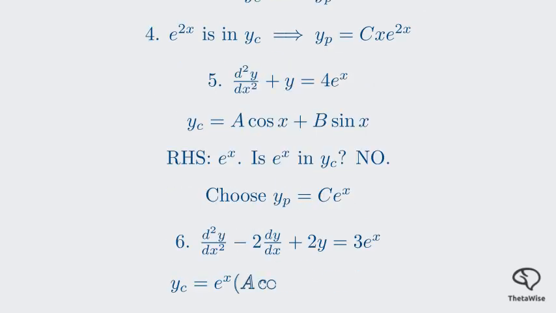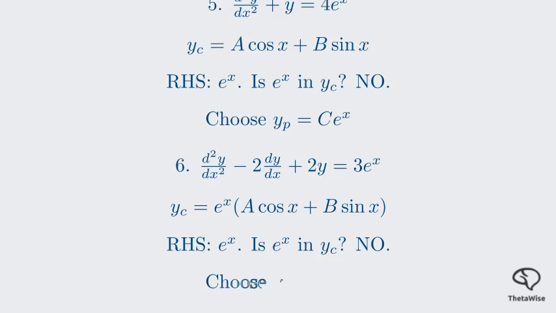Similarly, for equation 6, yc is e to the x times the quantity a cos x plus b sin x. The RHS is 3e to the x. We ask, is e to the x a term in yc? It's a factor, but not a term on its own, so we still choose yp as ce to the x.